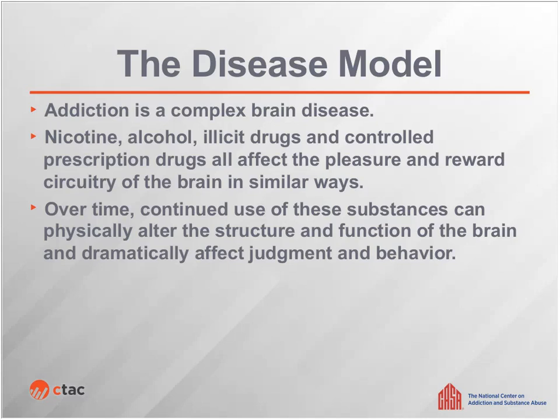We're going to talk about the brain circuitry in terms of the dopamine pathways in a few moments. But in terms of a disease model of addiction, keep in mind that the main part of the brain that's affected is the pleasure and reward system. Okay. The other thing to keep in mind is that over time, continued use of substances can physically alter the structure of the brain. Okay. And physically altering the structure of the brain also impacts one's judgment and behavior.